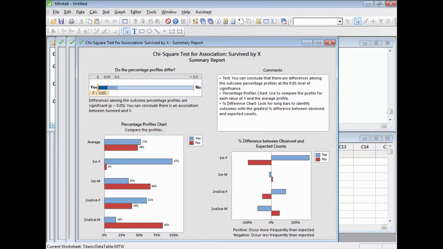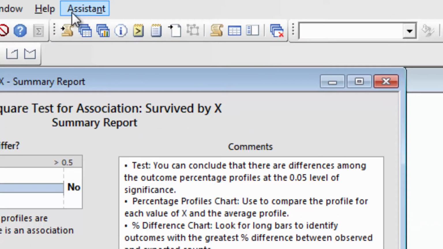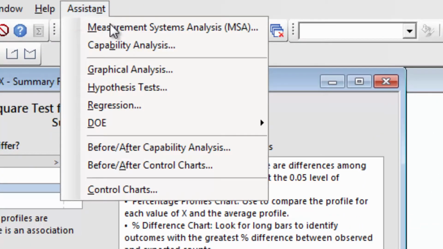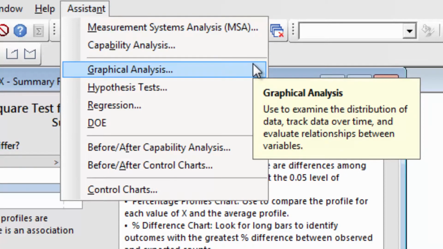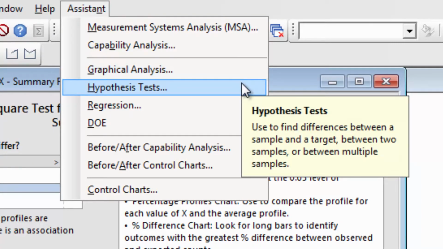Whether or not you would have survived the Titanic, you have survived this analysis. You have seen how Minitab's assistant can help you visualize data with a graphical analysis, and confirm the significance of your results with a hypothesis test.